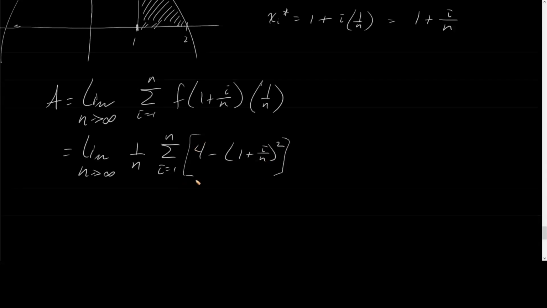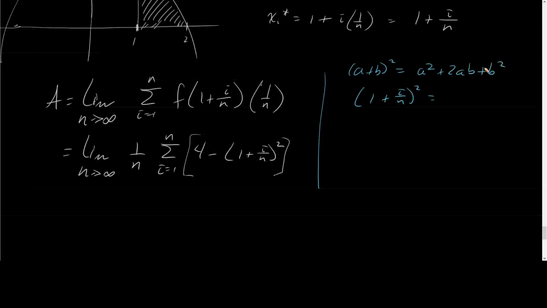And now let's see what we can do there. Let's simplify that a little bit. All right. And perhaps I'll do some of that on the side over here for this piece. So I have (1 + i/n)². Well, what does that look like? Well, recall that if I have (a + b)², that's just a² + 2ab + b².